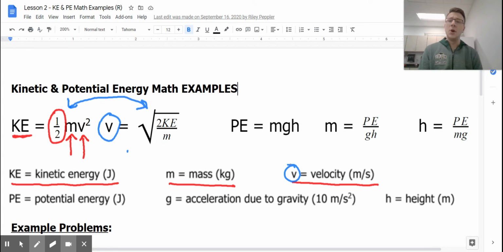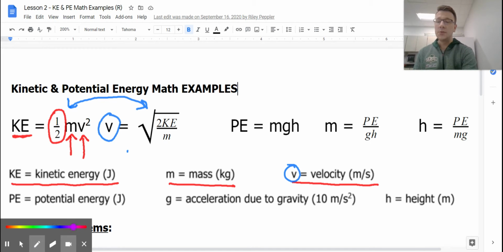Okay. So after looking at these, you can see that kinetic energy is always involving some sort of movement because the object must have velocity, right? It has to have some sort of velocity, which means that it's moving. So kinetic energy, the word kinetic means moving. So these two equations will be used when an object is moving.